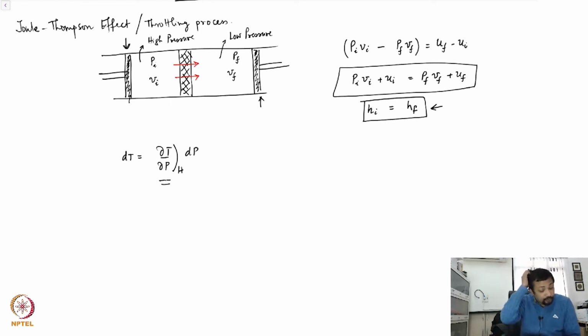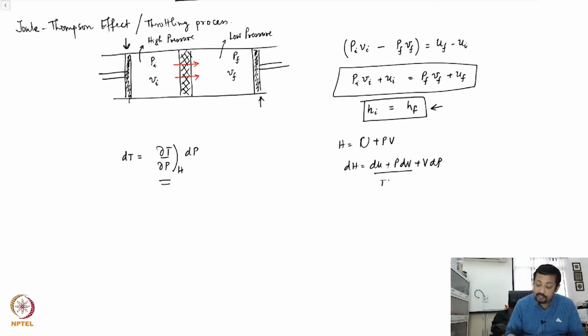Of course, we do not know the fundamental relation. So we start off by looking at the enthalpy, which is U plus PV, and dH is going to be dU plus PdV plus VdP. This is TdS from the first law: TdS is going to be dU plus PdV, so that you have dH equals TdS plus VdP.